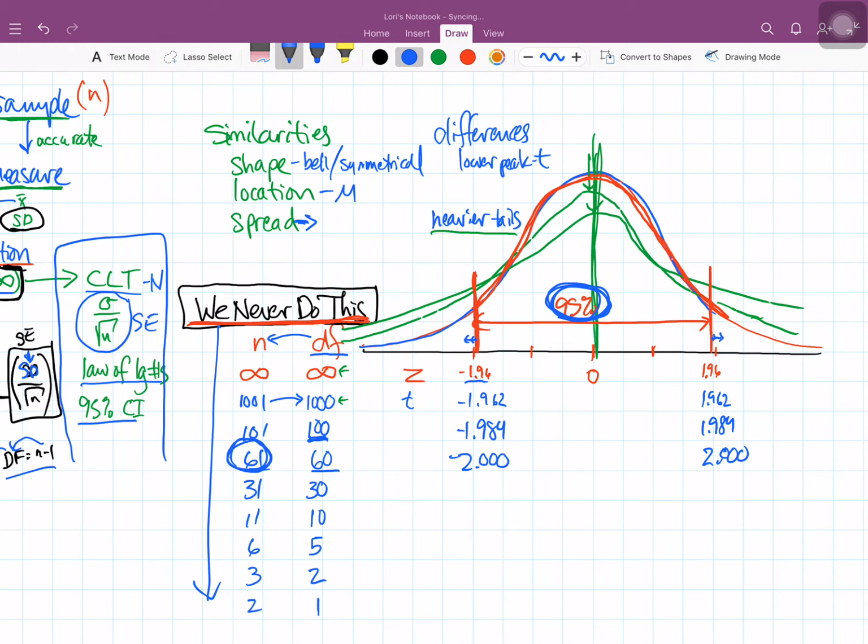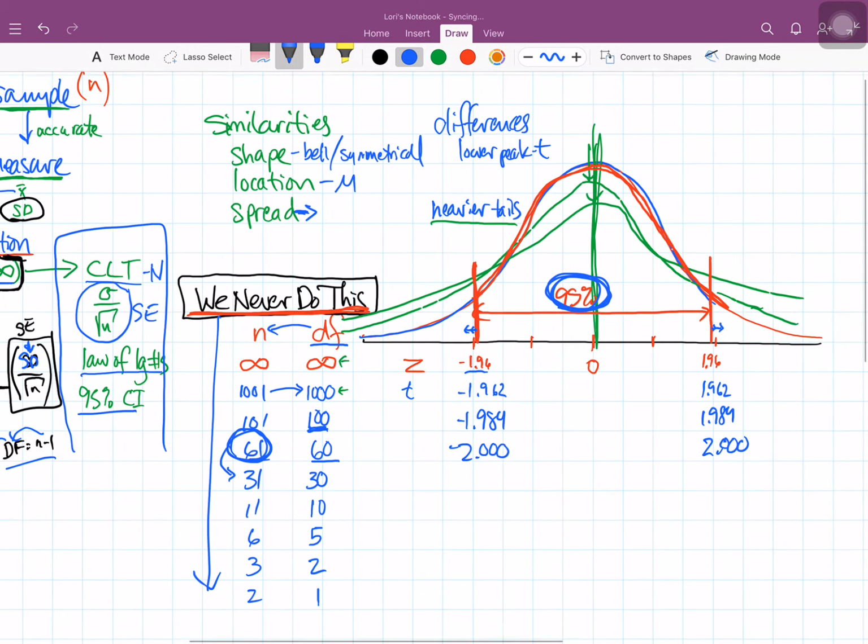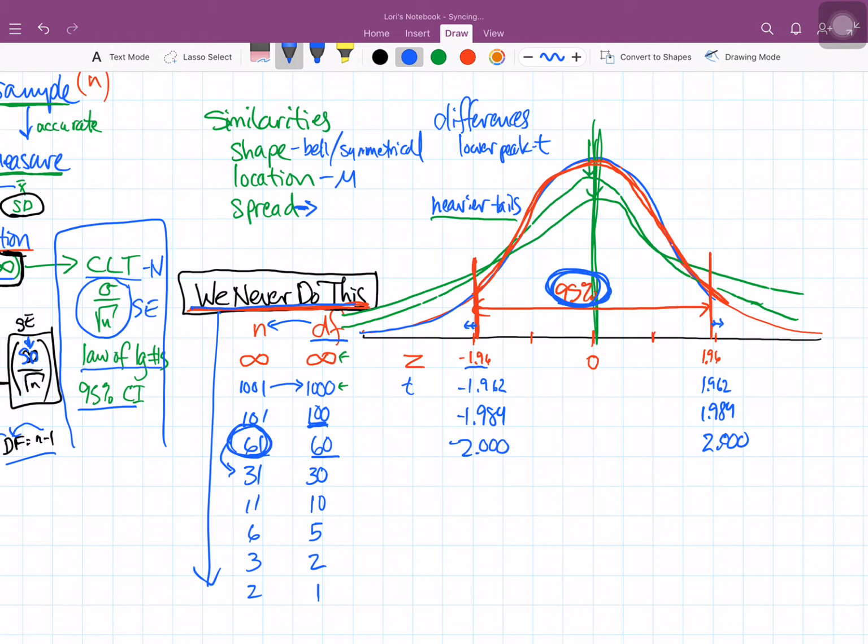As your sample size keeps getting smaller and smaller, remember we never do this. We don't run a study over and over and take one sample of 1,001, a different sample of 101, a different sample of 11. We don't do that. But this is just to model what if we did. So if we have a sample size of 31, so 30 degrees of freedom, that now is 2.042. So plus or minus 2.042.